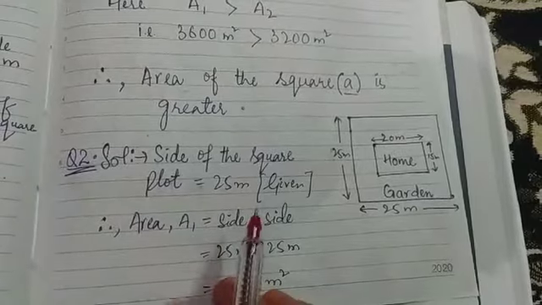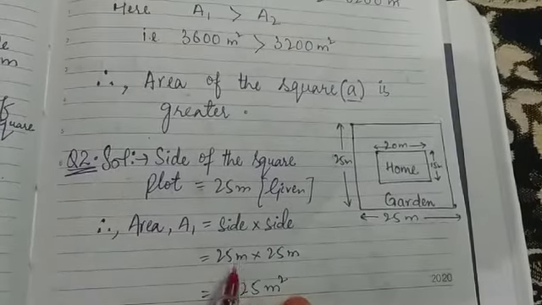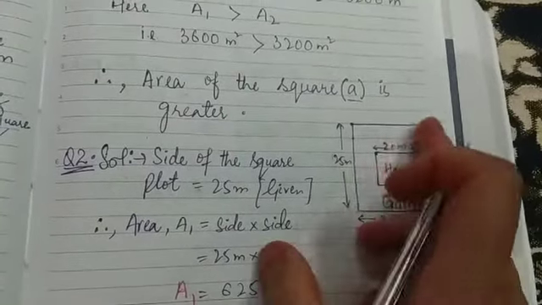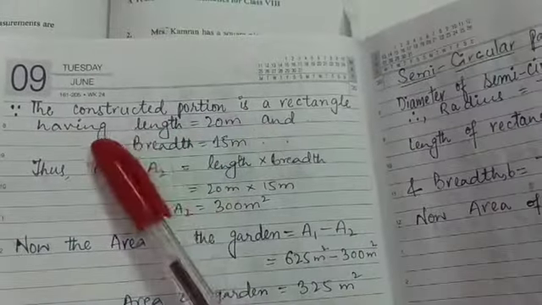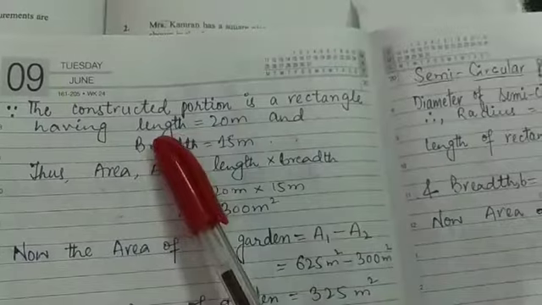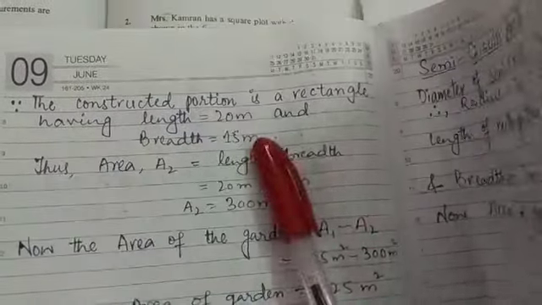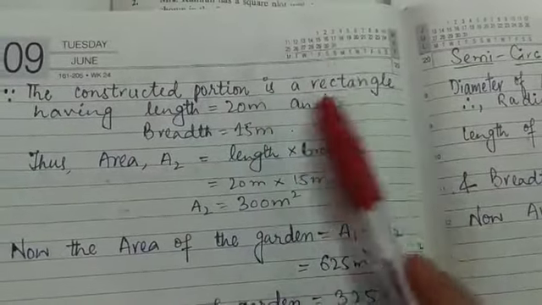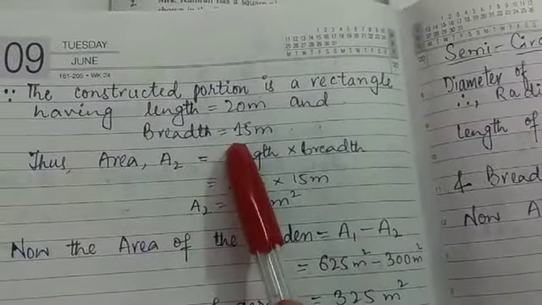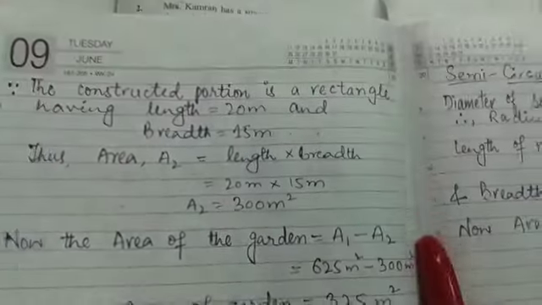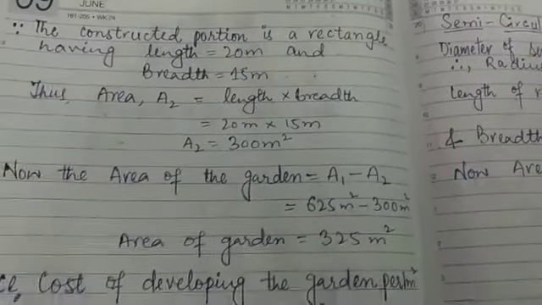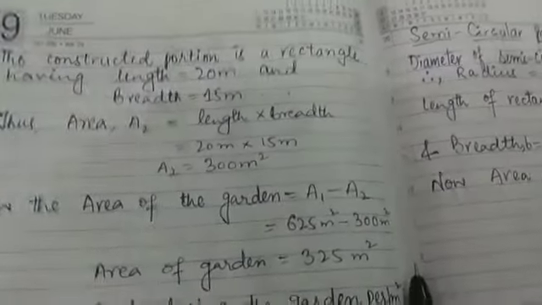The area A1 is side multiplied by side, that means 25 meters into 25 meters, and it will be 625 meter square. That is the area of this square plot. Now, because the constructed portion is a rectangle having length 20 meters and breadth 15 meters, the area of this inside portion, where the house is to be built, A2 will be length into breadth, that is 20 meters into 15 meters, so it will be 300 meter square. Now I know both the outer and the inner area.